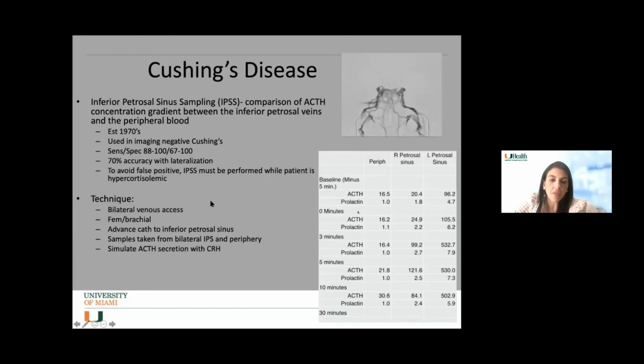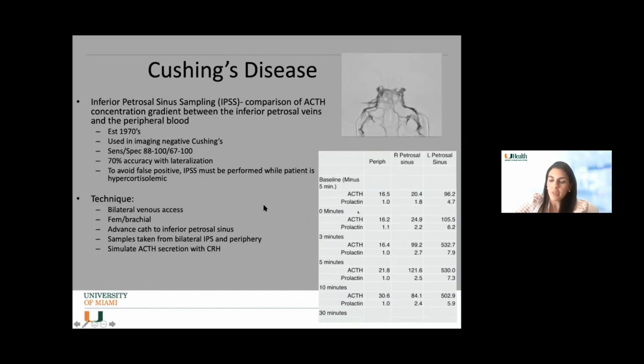So the technique is you're going to have bilateral venous access, right? And then you're going to bring catheters to both sides into the inferior petrosal sinus. And you're going to take samples both from the periphery as well as from the inferior petrosal sinus. And you're going to do that at baseline, right? And then you're going to do it sequentially over time. And you're going to take both in the periphery as well as in the petrosal sinus, both on the right and left, to be able to determine which side your tumor is really located on.